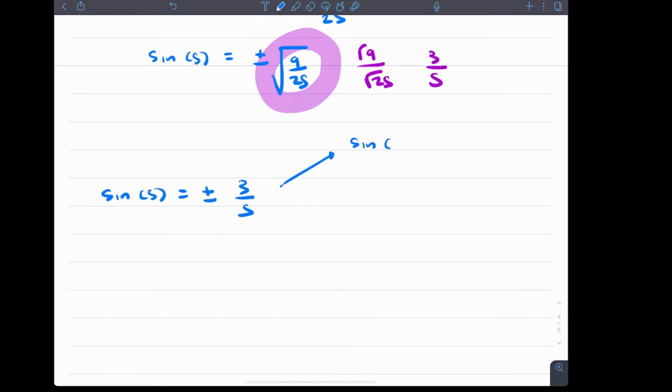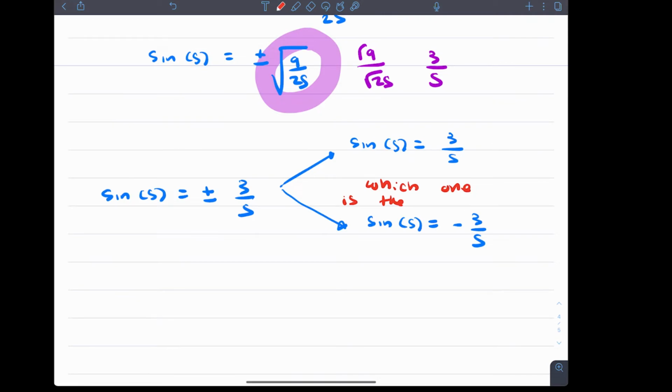What does this mean? Sine s is positive 3/5, or sine s is what? Negative 3/5. And now we're at the place where we have to decide which one is the solution.